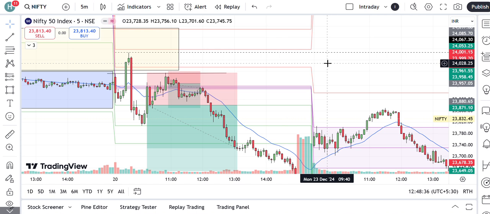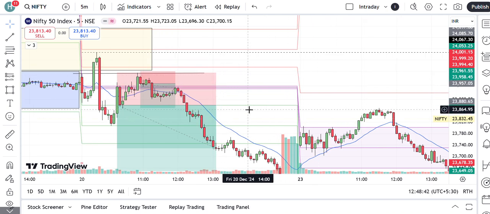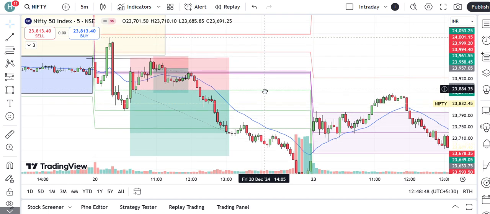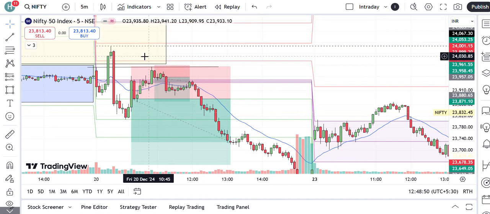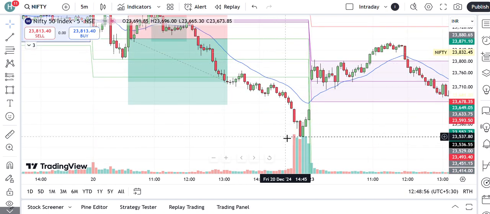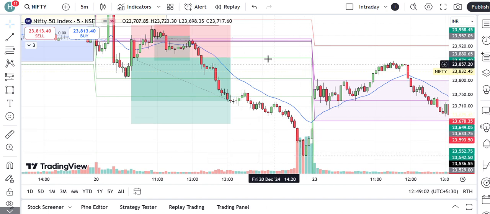Analysis for the fourth week of December, starting from Monday, 23rd December. So, 20 December was, you can say, a bearish day. It fell down from this point. So, this remains PDH, and this point will be PDL, previous day low. Now, previous day low is not that significant.